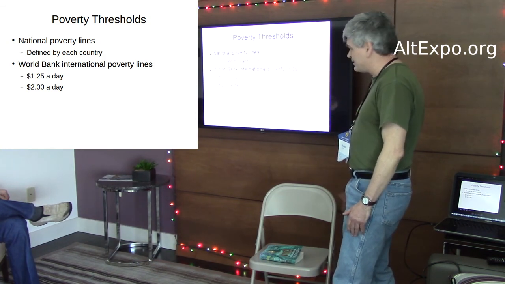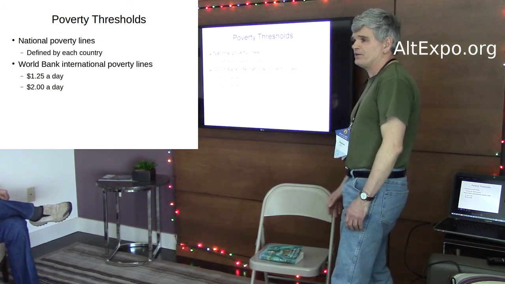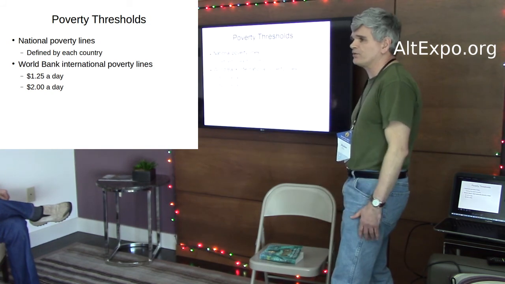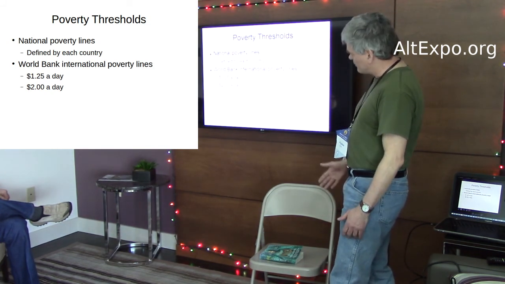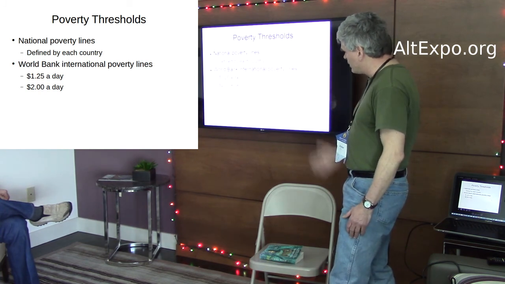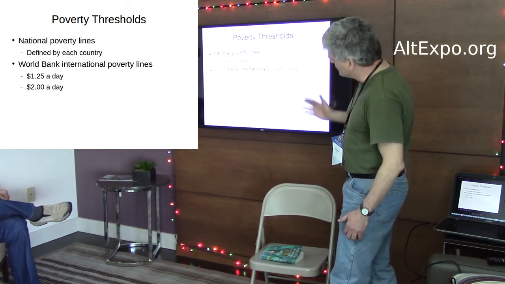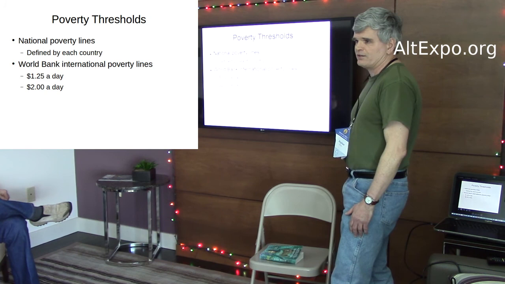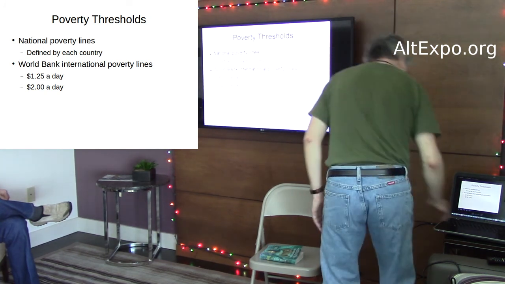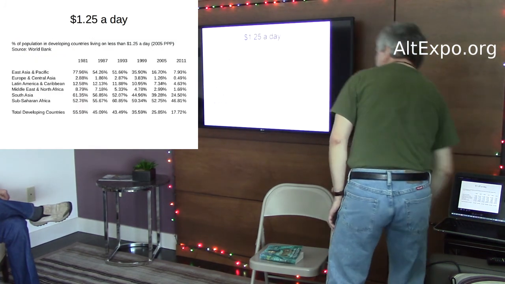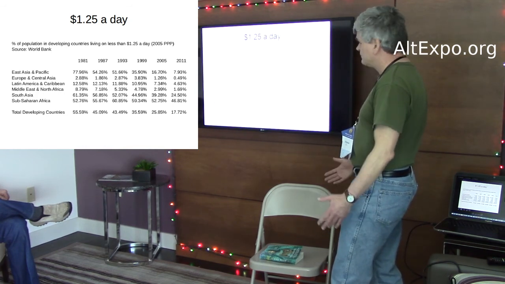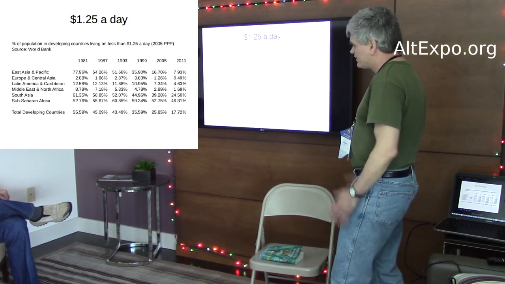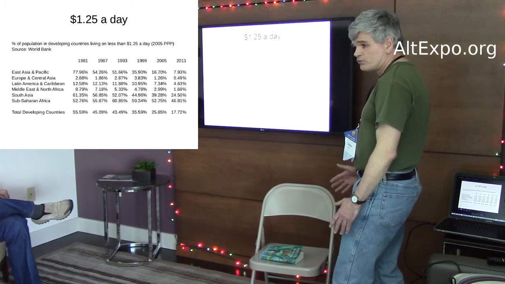The World Bank is a United Nations organization that tries to fight poverty worldwide. Mostly they loan money to poor countries. But one of the other things they've done is they've devised these two international poverty lines, $1.25 a day and $2 a day. So I'm just going to go over these really briefly. $1.25 a day is a replacement for what used to be $1 a day. This is normally considered the threshold for extreme poverty.